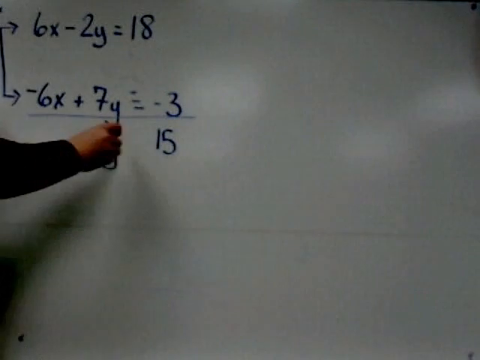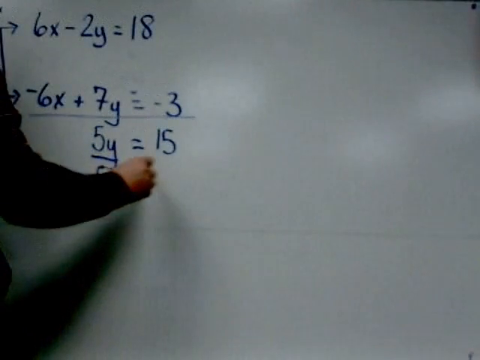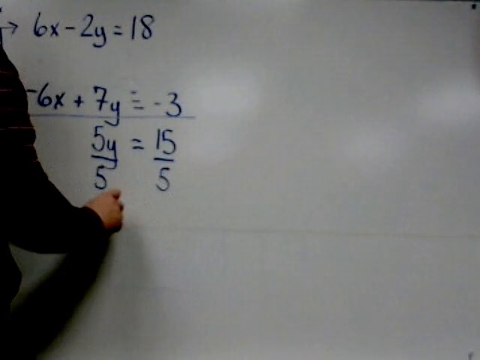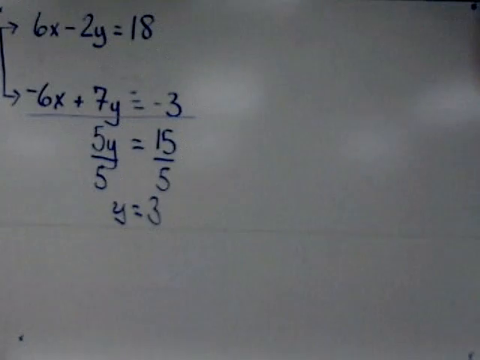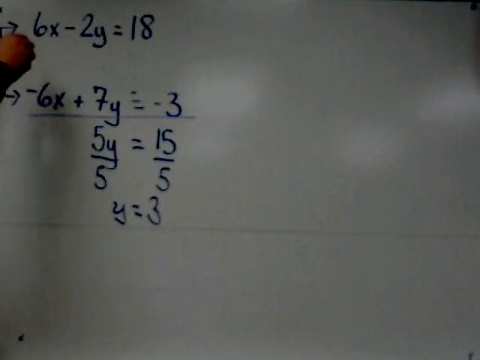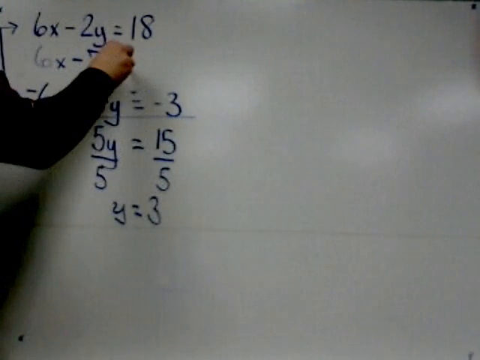Bring down my equal sign, and now I need to solve the equation 5y equals 15. I solve the equation 5y equals 15 by dividing across by 5. When I divide across by 5, I get the fact that y equals 3. I now have half my solution. I'm now going to write back in my original equation that I erased a few moments ago. I'm going to write back into the problem 6x minus 7y equals 3.